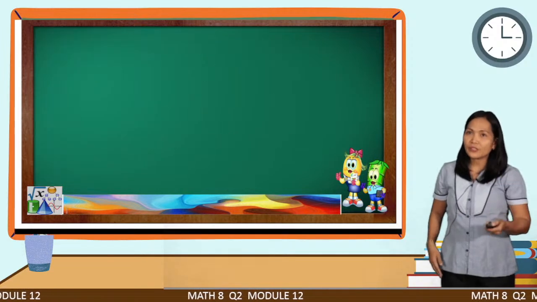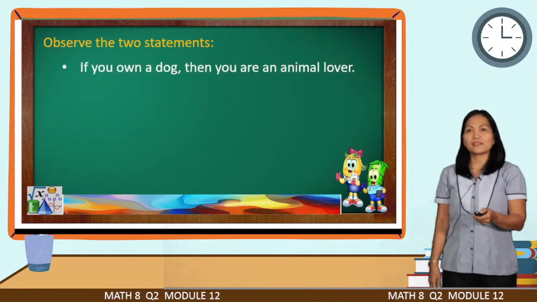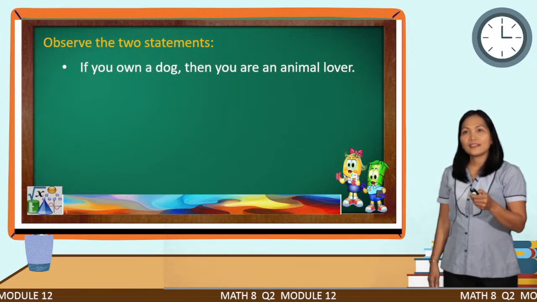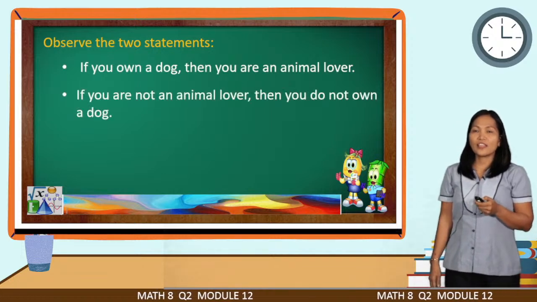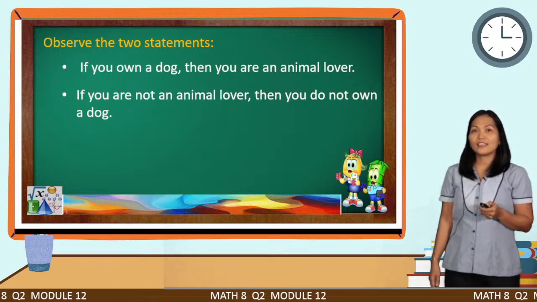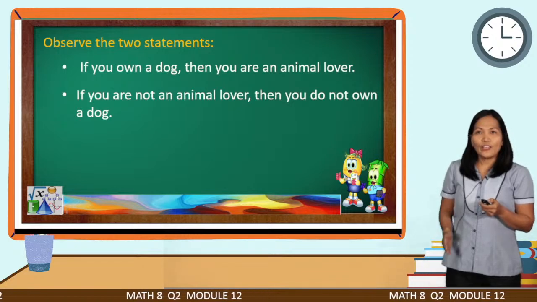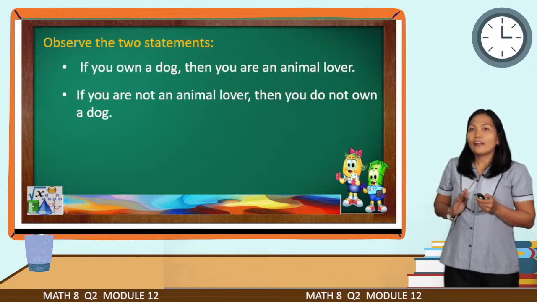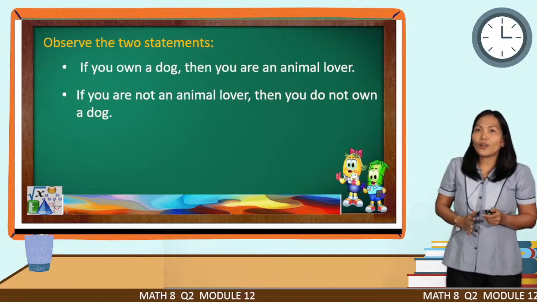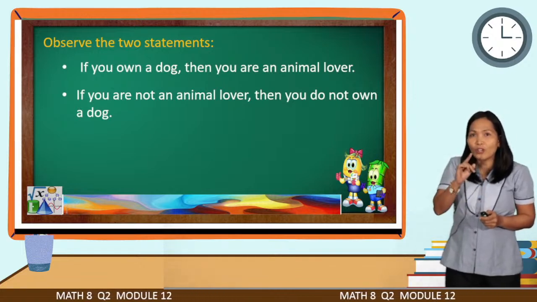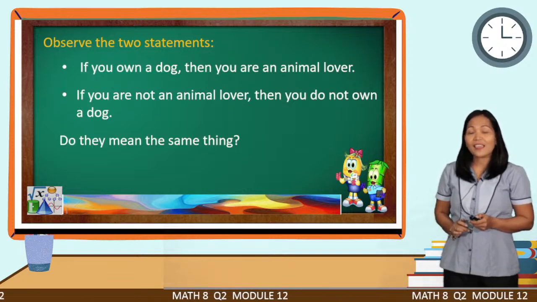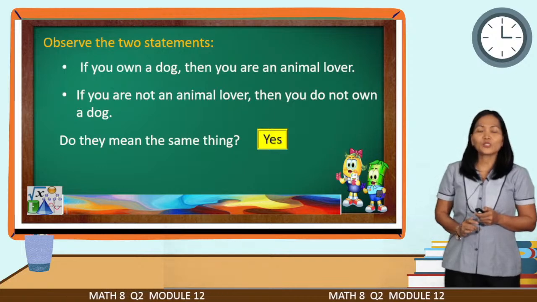I want you to observe these two statements. If you own a dog, then you are an animal lover. The second one is, if you are not an animal lover, then you do not own a dog. So, if you are an animal lover, it follows that you also love a dog. Or if you own a dog, then you are an animal lover because a dog is an animal, right? So do they mean the same thing? Yes. And what do you call them?